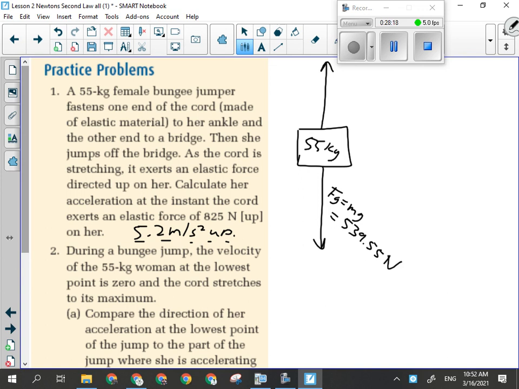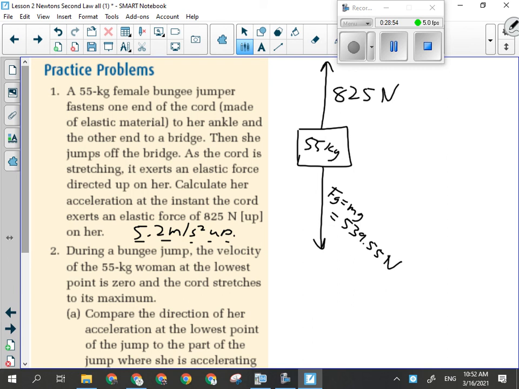Okay. We want to calculate her acceleration at the instant the cord exerts an elastic force of 825 newtons up. When the cord becomes taut, it starts pulling upwards. And actually, the further she falls after it's taut, the harder it's going to pull. But at this instant, it's 825 newtons. Which way is she accelerating? Up. She's still falling down, but she's accelerating up, which is good because that means she will eventually what?